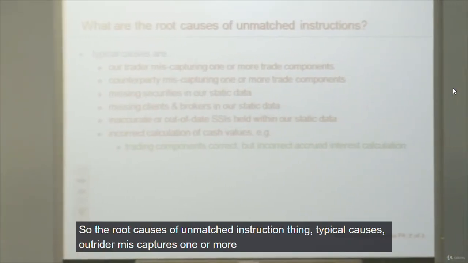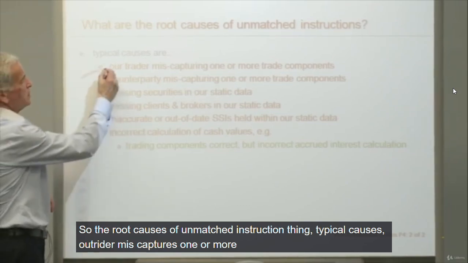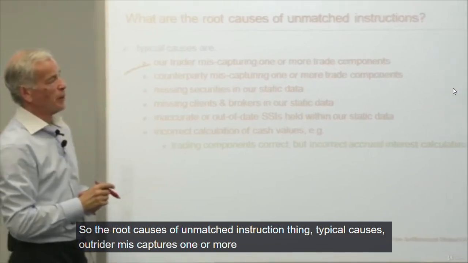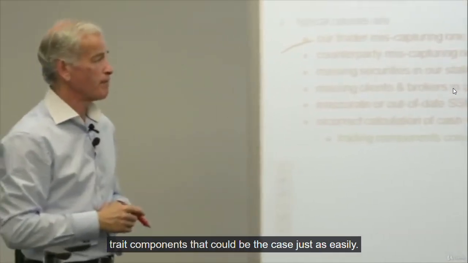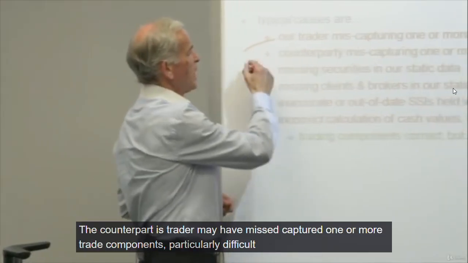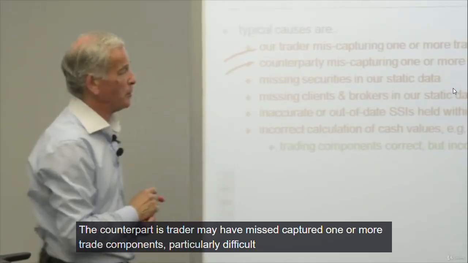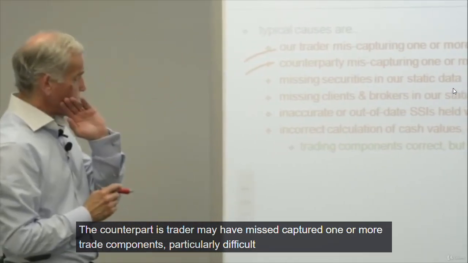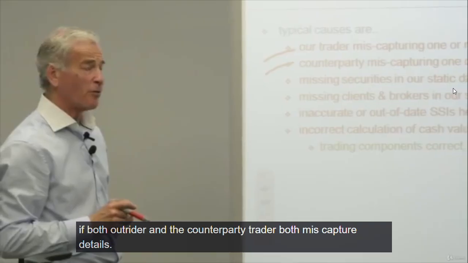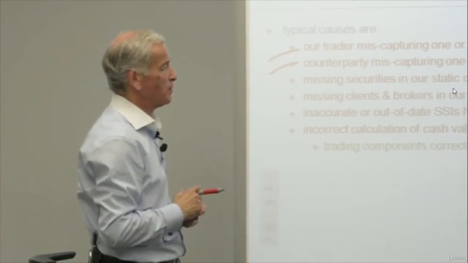So the root causes of unmatched instructions then. Typical causes: our trader miscaptures one or more trade components. That could be the case. Just as easily, the counterparty's trader may have miscaptured one or more trade components. Particularly difficult if both our trader and the counterparty's trader both miscapture details.